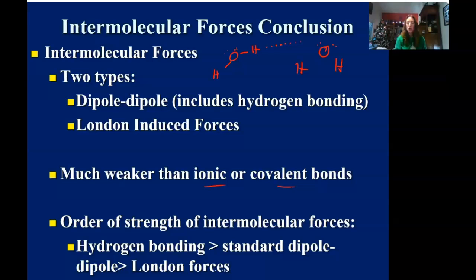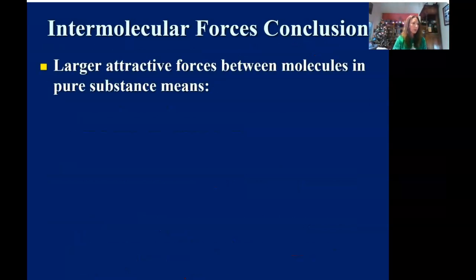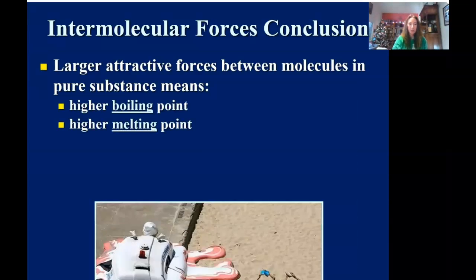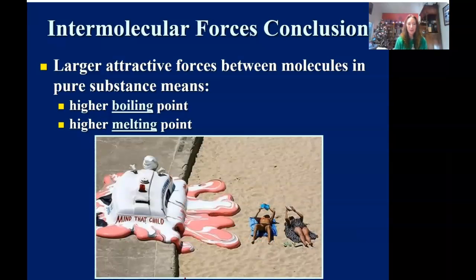So ionic and covalent bonds are so much stronger than these intermolecular forces. The intermolecular forces are just holding one molecule to another molecule. Ionic and covalent bonds, these are much stronger. So our intermolecular forces are strongest as hydrogen, then just regular dipole-dipole, and then London. Remember, the stronger the intermolecular forces, the higher the boiling points or melting points. Okay, so again, the larger the attraction, the higher the boiling point, and the higher the melting point.